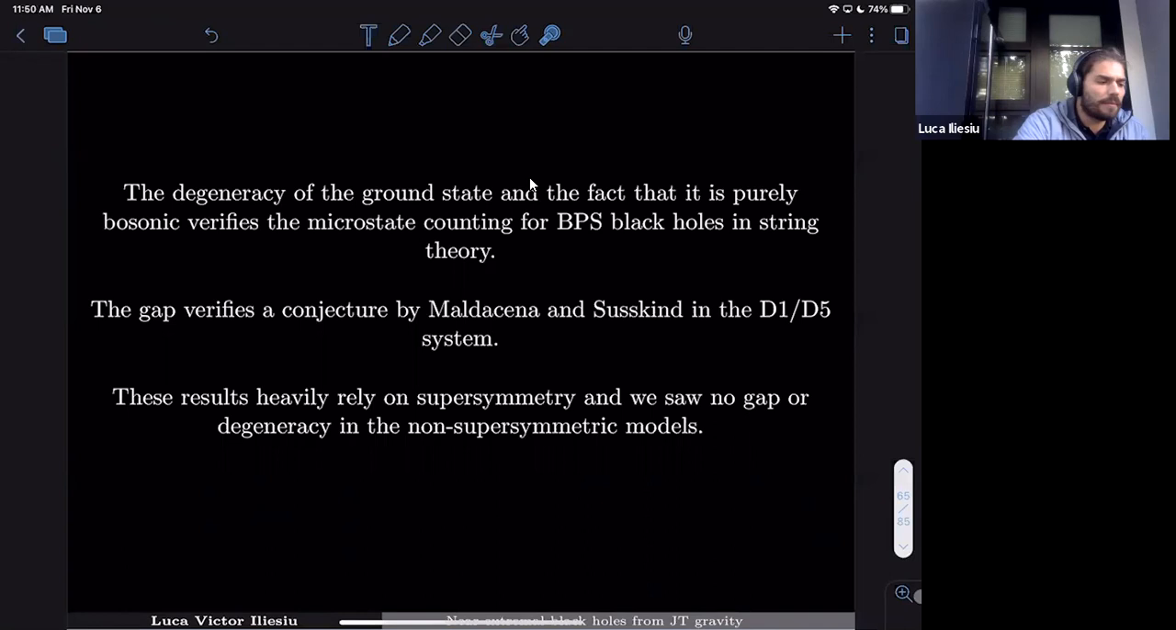The overarching conclusion here is that the results in supergravity heavily rely on supersymmetry. The gap is not universal, nor is the degeneracy of the extremal states. So the Bekenstein-Hawking entropy really measures the degeneracy of the extremal state only when supersymmetry is preserved.